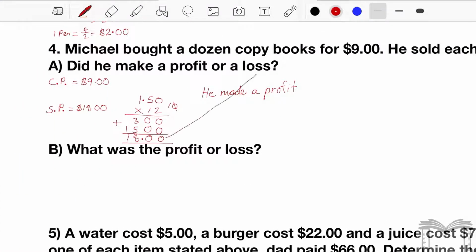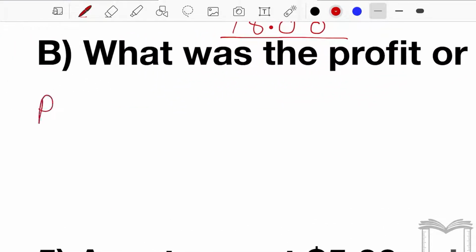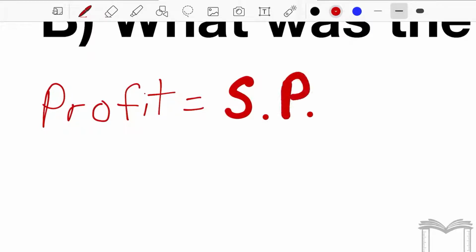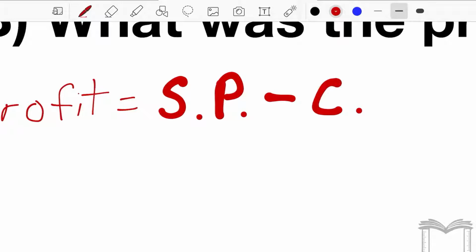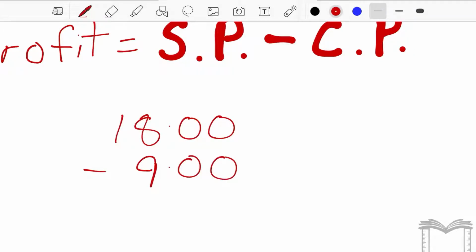Part B, what was the profit or loss? So the profit is equal to the selling price minus the cost price, which is $18 take away $9. We know 18 take away 9 is 9.